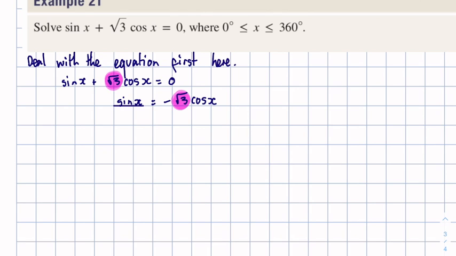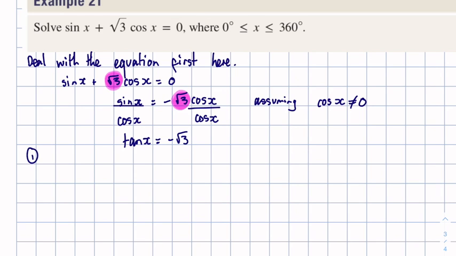Why don't I decide to divide both sides by cos x? Assuming cos x does not equal 0. Because then on the left-hand side, I've actually got tan x. On the right-hand side, I've got negative root 3. And this is something I know how to solve. So now we can go to our step 1, calculator.